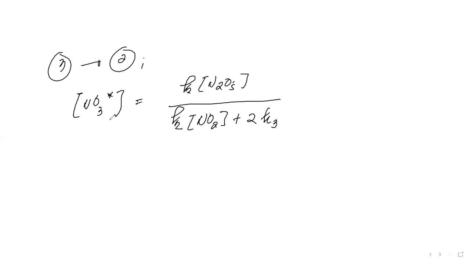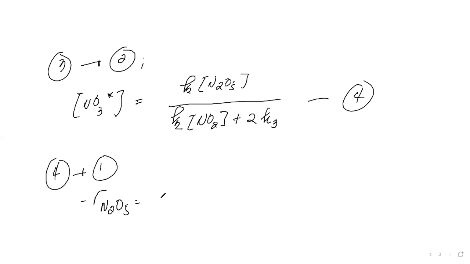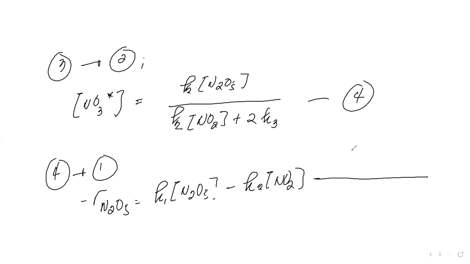If this NO3 is substituted to 1, so if this is 4 already, if 4 is substituted to 1, this will be the corresponding rate based on dinitrogen pentoxide. So it would be K1 N2O5 minus K2 K2 and O2, then you will have this entire expression, K1 N2O5, K2 and O2 plus 2K3. By the way, this is K1 class. That's not K2. It's K1.